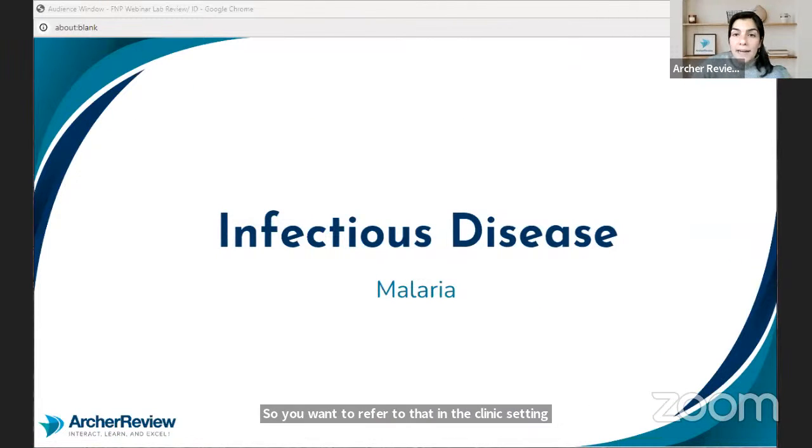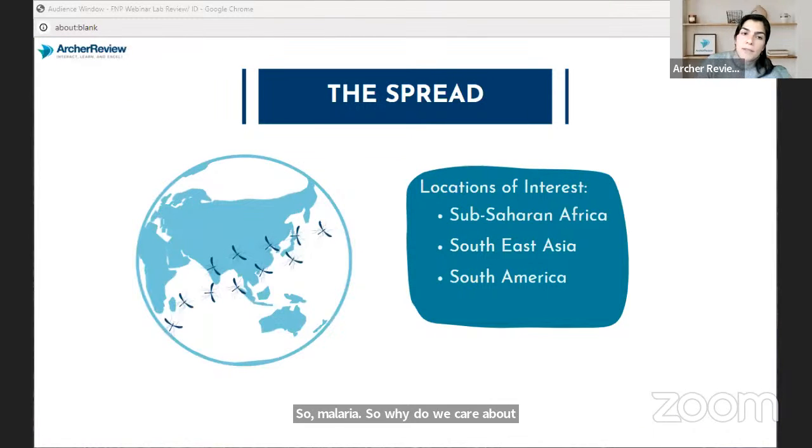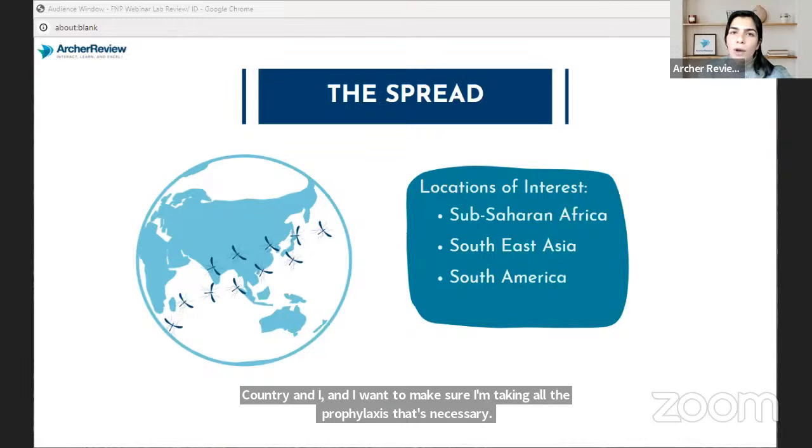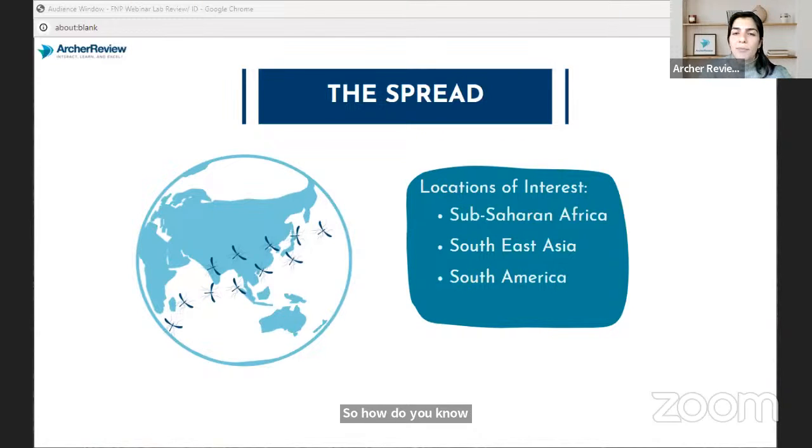So malaria. Why do we care about malaria, and when is that going to come back to you? You might see patients coming in for travel vaccines, and then they might say, hey, do I need to take something for the country I'm going to, and I want to make sure I'm taking all the prophylaxis that's necessary. So how do you know when to provide prophylactic medication for malaria?